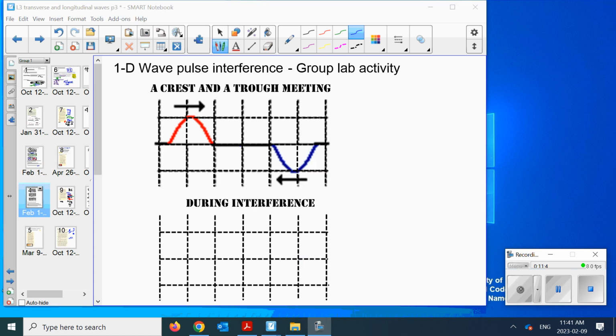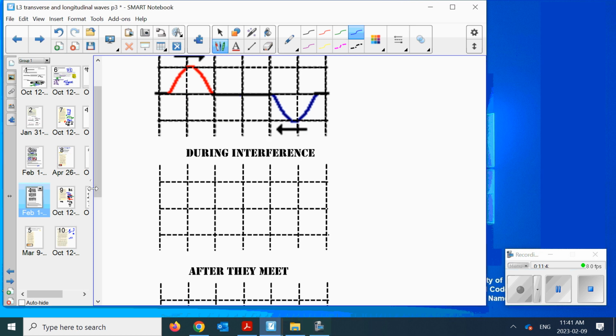When a crest and a trough meet, we notice it flattened out. So now, for Estelle and I to do this perfectly, we would have had to have the exact same amplitude, and then it would flatten out perfectly. But it's hard to arrange that. But what we saw was the red and the blue came to kind of flatten each other out. So I just made it flat, more or less. More or less, right?